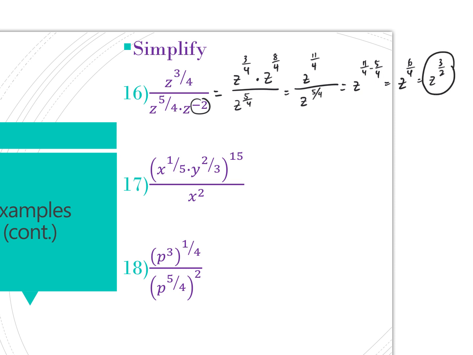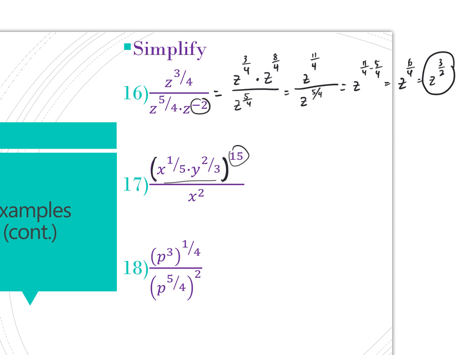And that's about as far down as I can get it. That's as simplified as I can go. And again, there were other ways to do it, but this is the way that I chose to do this one. When we get to 17, we have x to the 1/5 power times y to the 2/3 power all over x squared. And then notice that in the top, sorry, I forgot, this is being raised to the 15th power. So what I'm going to do is distribute that.